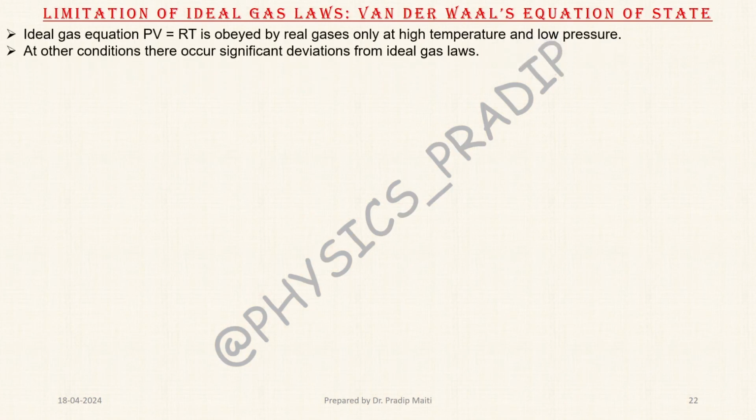Now the limitations of ideal gas law and the van der Waals equation of state. An ideal gas equation, that is PV equals RT, is obeyed by real gas only at high temperature and low pressure, as I already discussed. At other conditions, there occurs significant deviation from the ideal gas law. So real gases do not obey the ideal gas laws at other conditions.